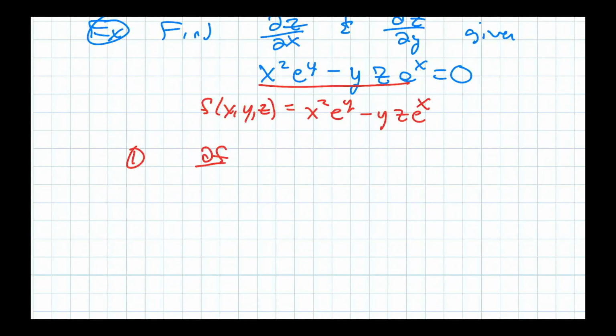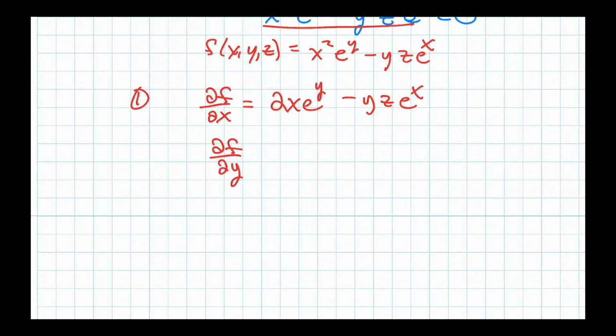So partial f with respect to x. Remember, every other variable is a constant. So when we take the derivative of f with respect to x, this derivative is going to be 2x e to the y. And here, when we take the derivative with respect to x, the derivative of e to the x is e to the x. So yz e to the x. Easy.